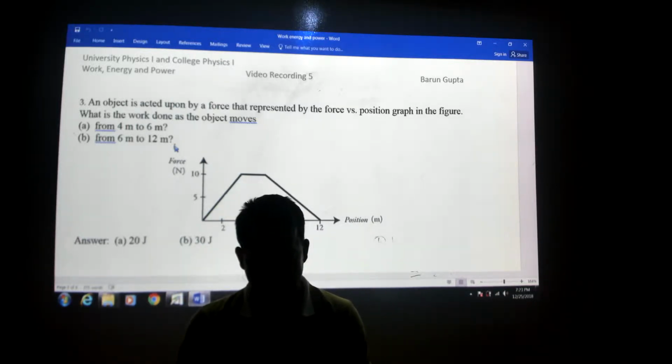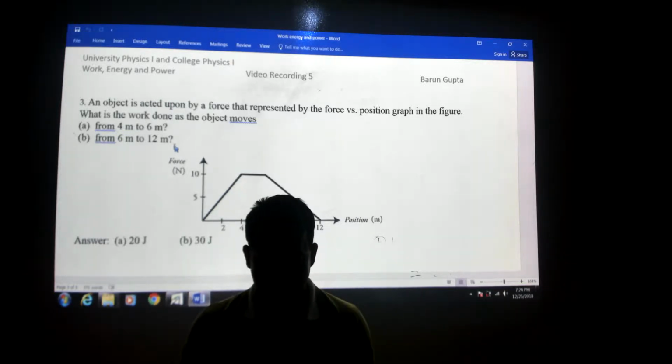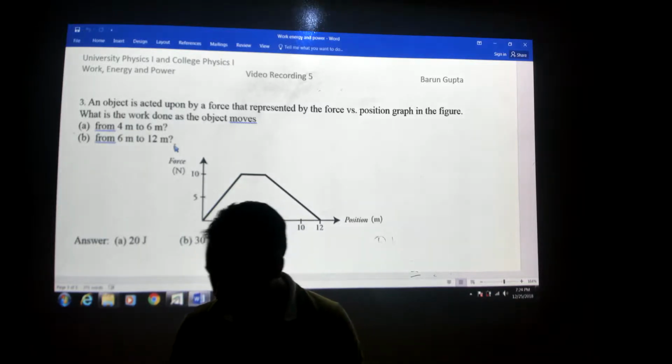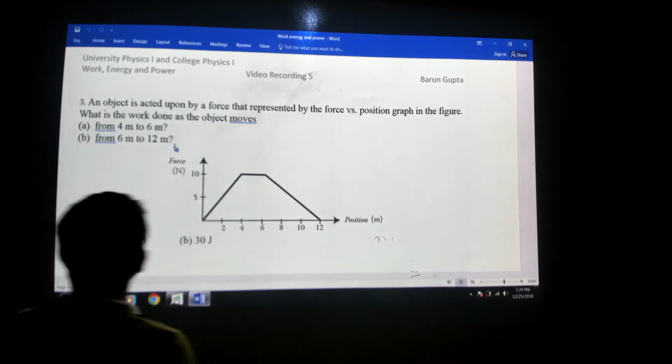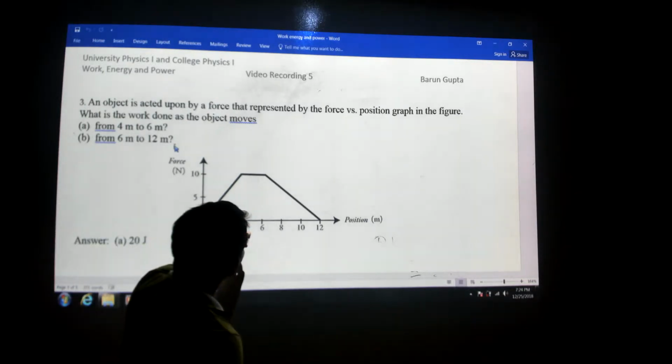In this problem, you have to find out the work done from a given force and position diagram. Once you have the force and position diagram, the total work done is equal to the area under the curve. So in this case, you have to find out the work done if I move from 4 meter to 6 meter.